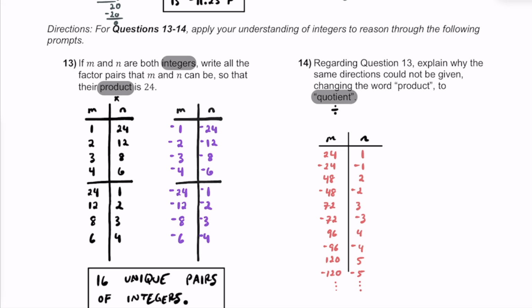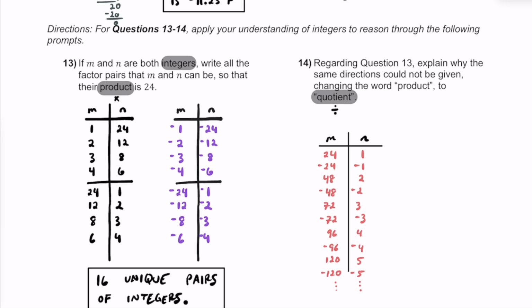What do you think is going to happen? Like, why wouldn't we change the directions from product to quotient? If you want to pause and think about it a little more, feel free to do so. But really, if you think about it, we could come up with an infinite number of pairs of numbers that would give you a quotient of positive 24. So when we take a look at pairs of integers on question 13 here, that the product is 24, there's a finite list of values or pairs that will get you 24.